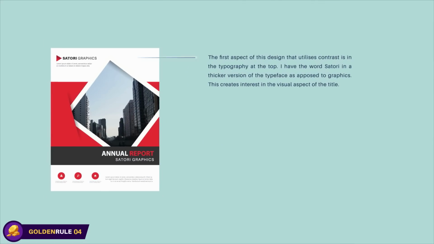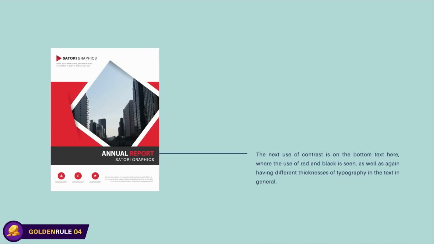The first aspect of this design that utilizes contrast is the typography at the very top. Now I have the word Satori in a thicker version of the typeface, as opposed to the typesetting graphics. This creates interest in the visual aspect of the title. And the next use of contrast is the bottom text here, and this is where the use of red and black is seen, which are two contrasting colours, as well as again having different thicknesses in the typography itself.